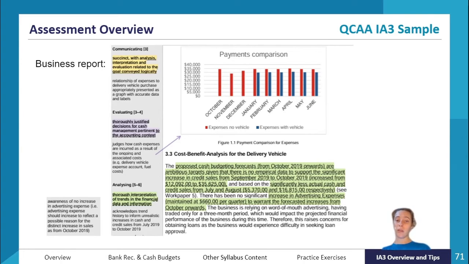Then we've got a cost-benefit analysis for the delivery vehicle. So we're looking at trends in the financial data and information. And we are explaining everything with figures as usual. Something that they've got in the commentary on the side is awareness of no increase in advertising expense. So advertising expense should increase to reflect a possible reason for this distinct increase in sales as from October 2019. Acknowledges trend history to inform unrealistic increases in cash and credit sales.